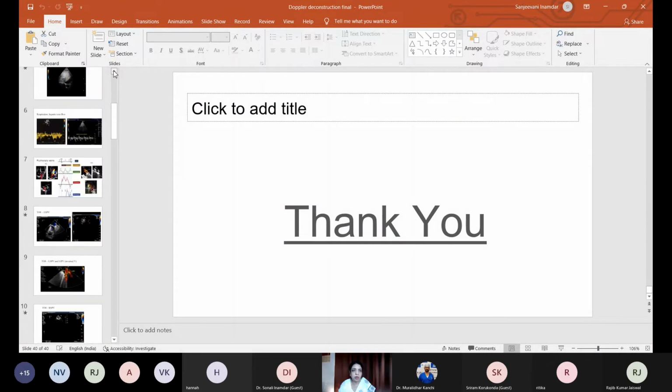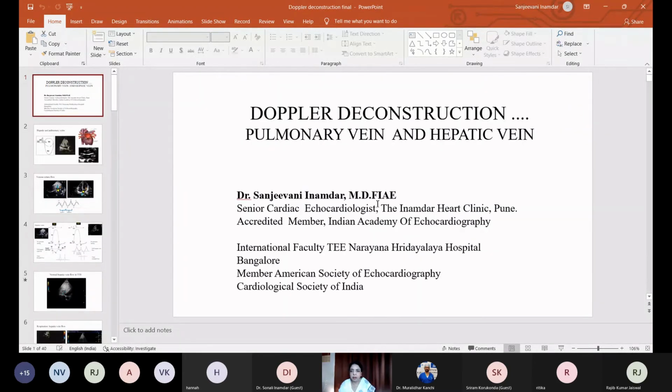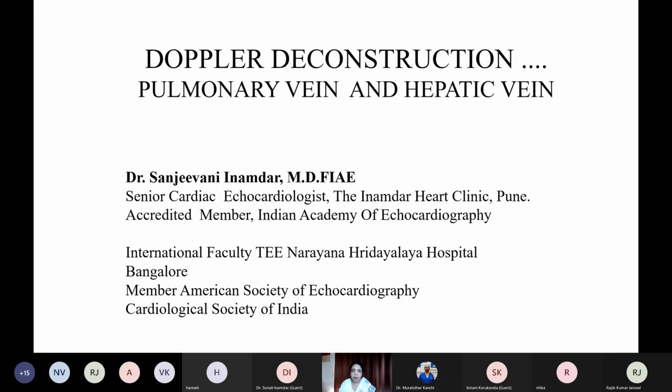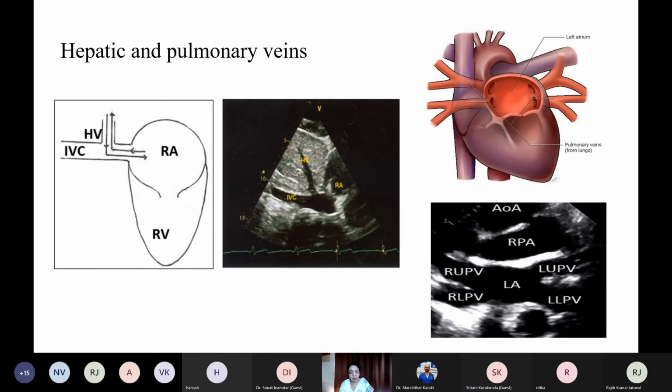Today we are going to deal with these two humble veins, the hepatic vein and the pulmonary vein. Are you able to see my slide in presentation view? Yes, we can see it. Okay. So these are two humble veins which, even in 2022, are important. Along with the advent of strain, speckle and tissue Doppler, they have not lost their place. On the contrary, they are coming in a big way. We would be studying hepatic and pulmonary veins, and I would be speaking about anatomy and physiology in a few minutes, and then we'll go to the clinical scenario.